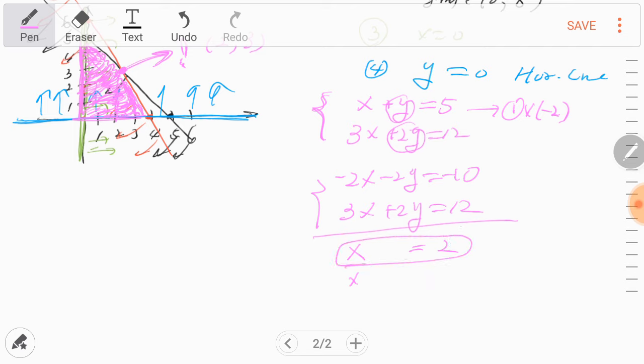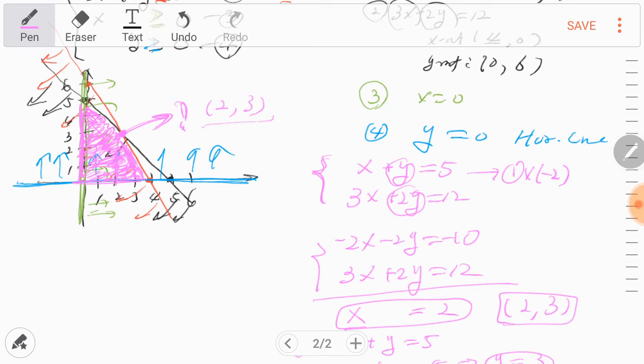Now let's find the y value. Let's use the first equation, x plus y equals 5. Then x equals 2, so 2 plus y equals 5. Subtract 2 from each side, then y equals 3. So the solution is x equals 2 and y equals 3. Yes, this is correct. This is how we can find the intersection of two lines: set the equations equal and then solve for x and y.